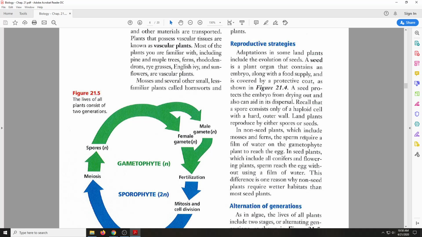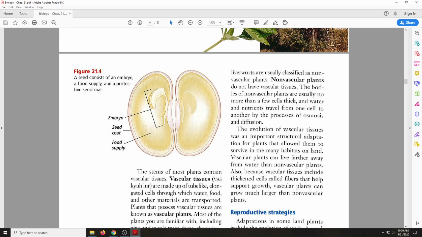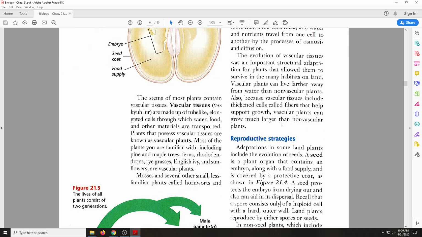And oh boy, the reproductive strategies of plants, it's complicated. It's even complicated trying to smush it down for you, but I think the book does a good job. I'm going to try to improve it just a little bit. So not all plants, but adaptations in some land plants include seeds. A seed is a plant organ that contains an embryo along with the food supply and is covered by a protective coat. We see that here. See the embryo, seed coat, and the food supply.